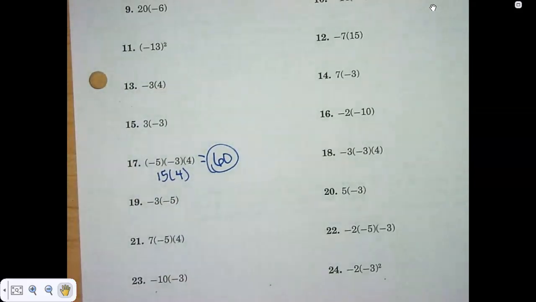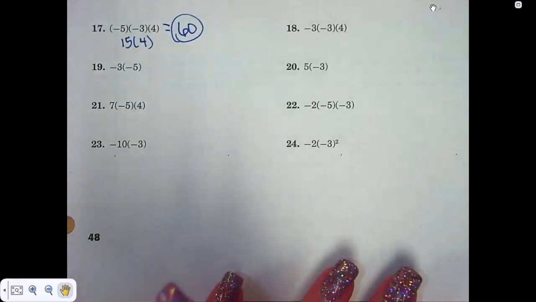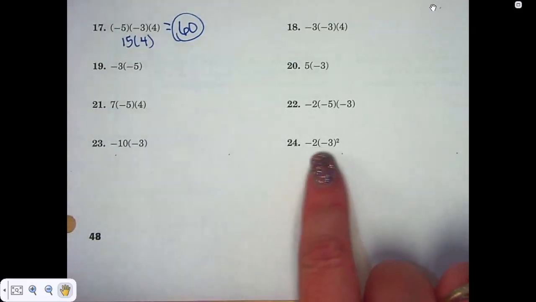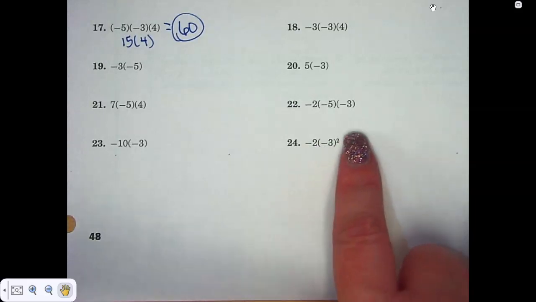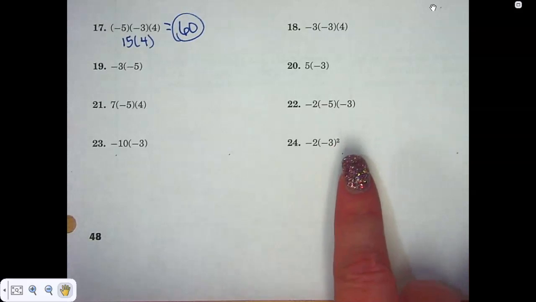Let's look at 24. So there's 2 different operations that I have to do here. What are they? Well, multiply right here, right? The negative 2 and the negative 3. But also, I need to square the negative 3. What comes first in order of operations? Exponents or multiplying?